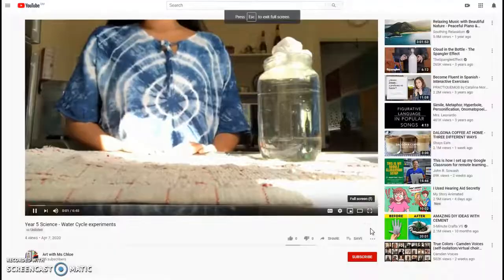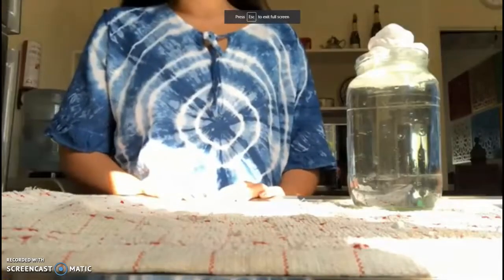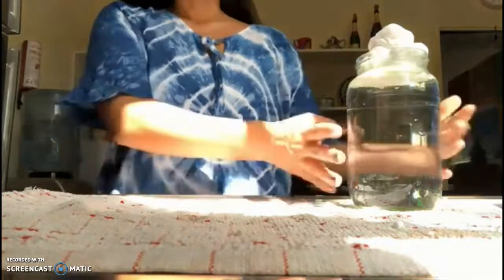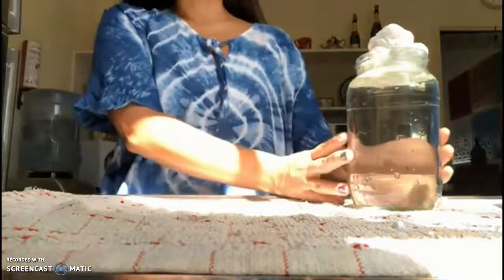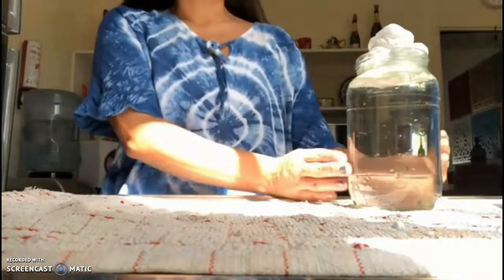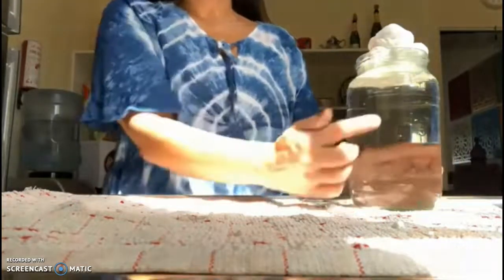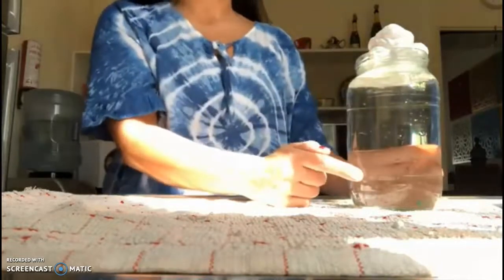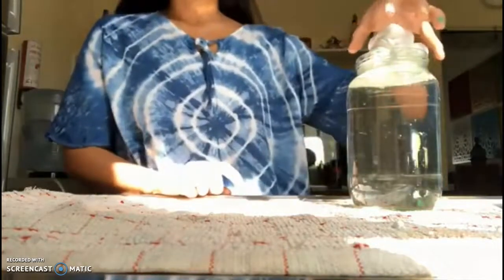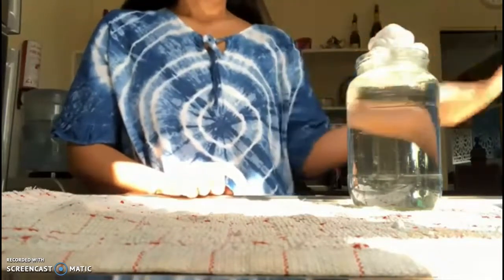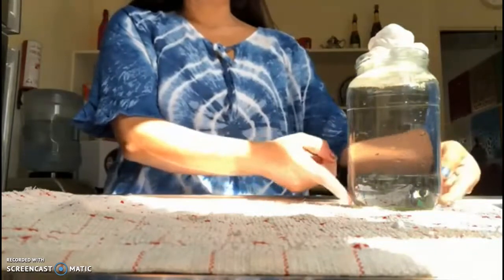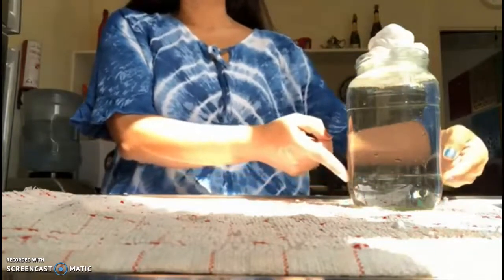Okay, Year 5, I'm going to show you a very quick experiment to demonstrate precipitation. So this glass jar of water represents the planet Earth. It represents our atmosphere, the air that we breathe in, which is full of water all the time and never lost. The shaving foam at the top represents a cloud. And what happens is that as this water vapour rises, it's rising because it's evaporating because of heat.